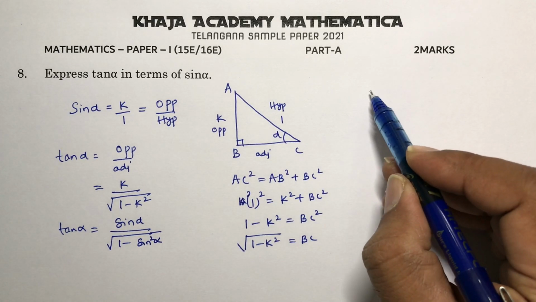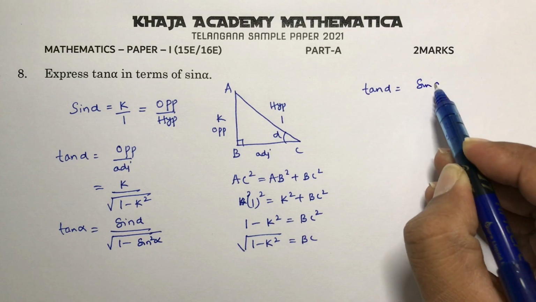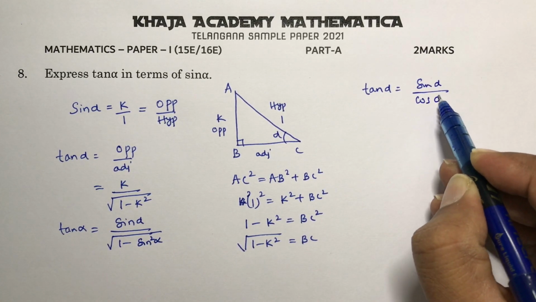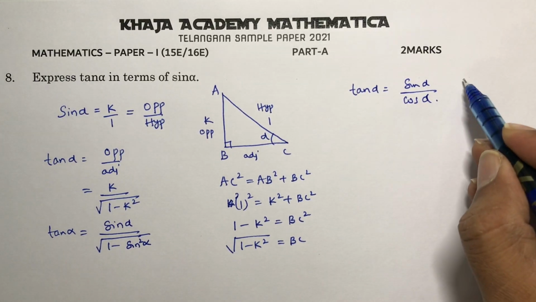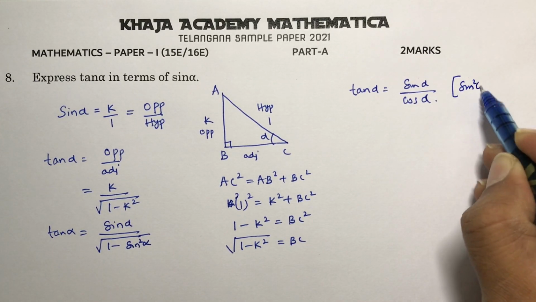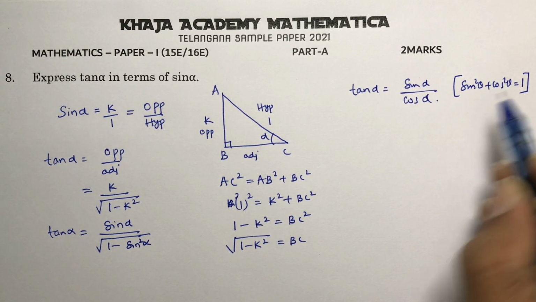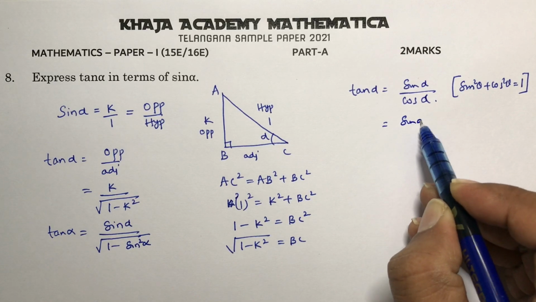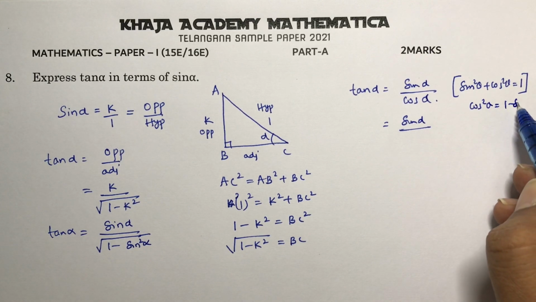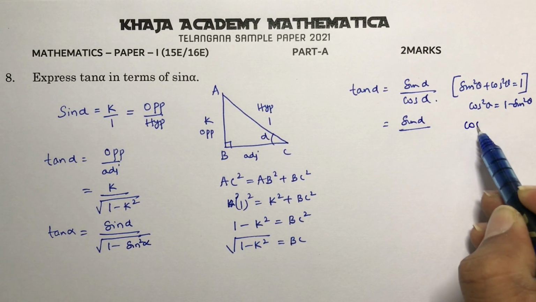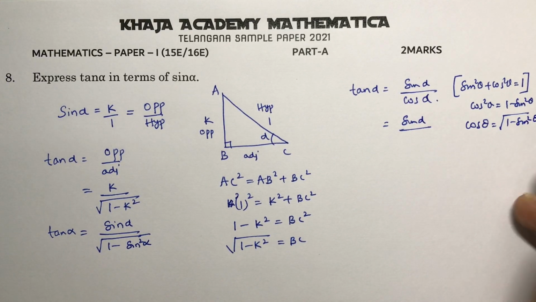Another method, you can use an identity. Tan alpha is nothing but sin alpha by cos alpha. So sin square theta plus cos square theta is 1, an identity. So from here, cos square theta is 1 minus sin square theta. Cos theta is root 1 minus sin square theta.